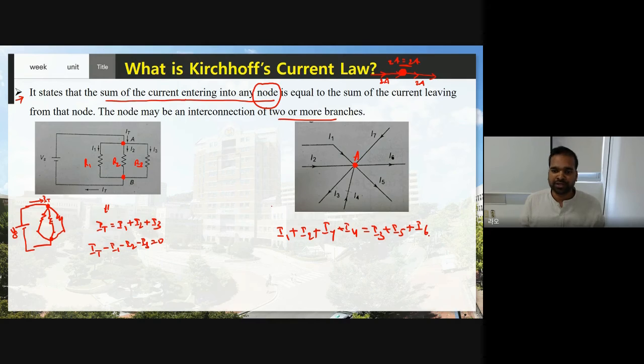Yes or no? So the sum of the current entering into a node is equal to the sum of the current leaving from that node. Therefore I can write I1 plus I2 plus I7 plus I4 minus I3 minus I5 minus I6 equal to 0. KCL is very simple. By using this principle, you can solve various unknown parameters in the circuit.